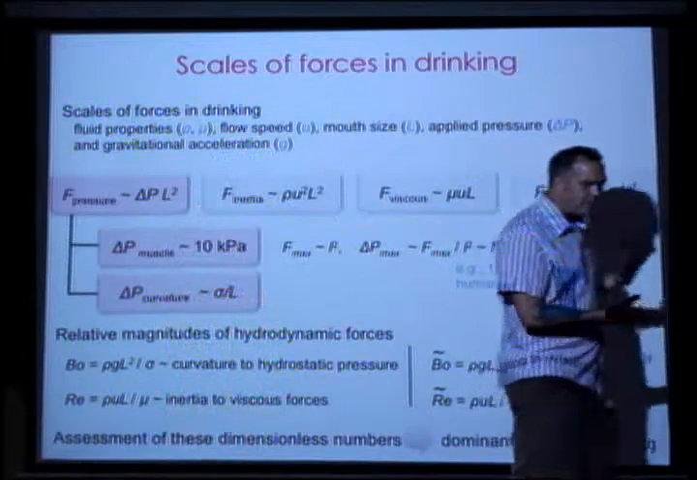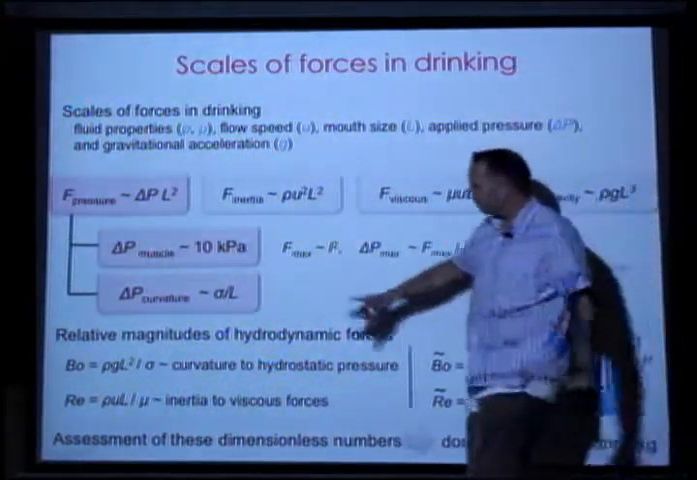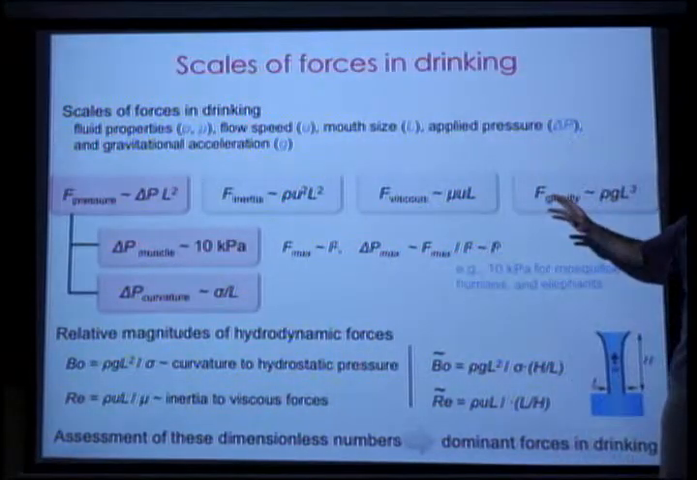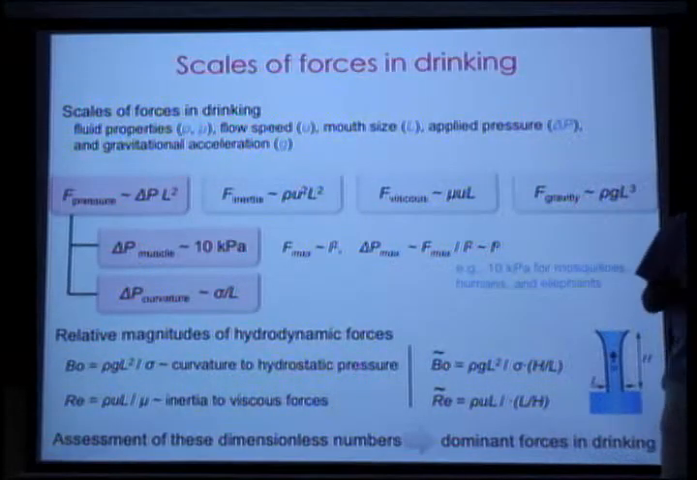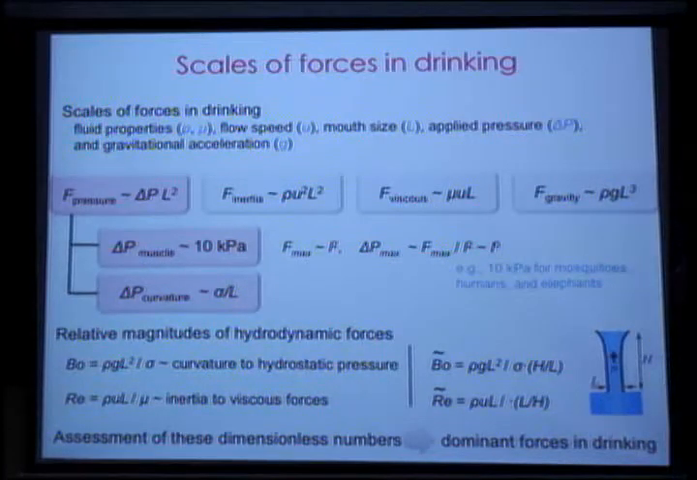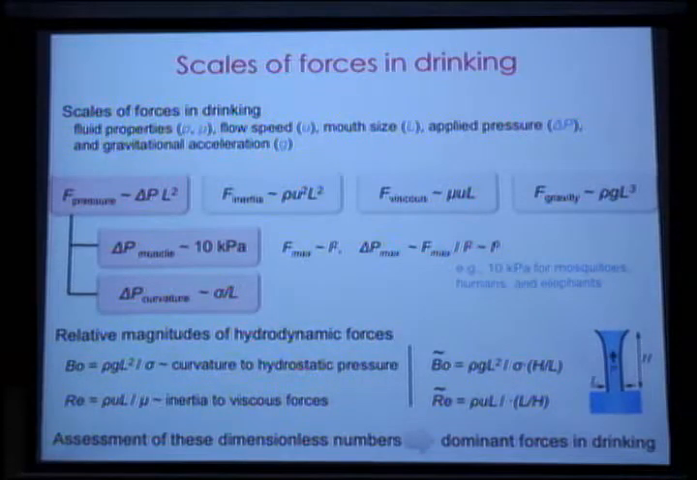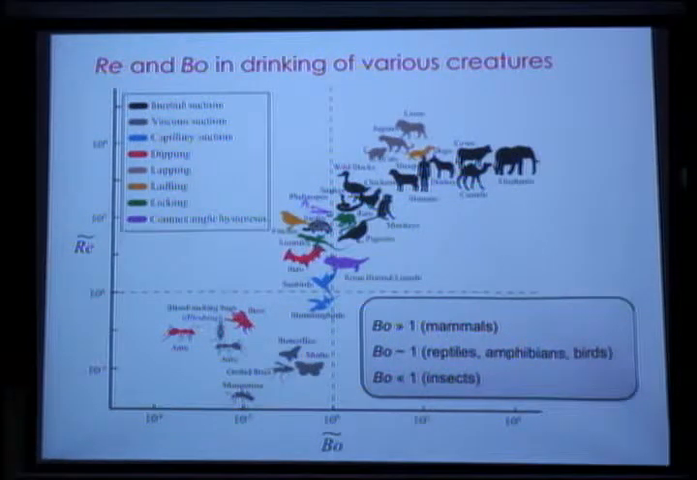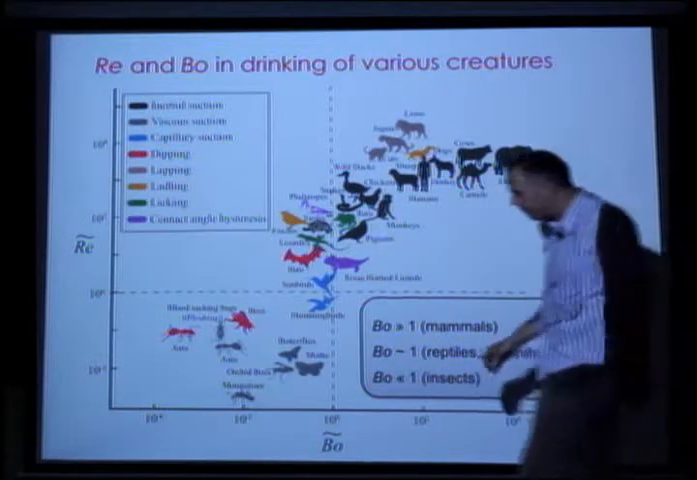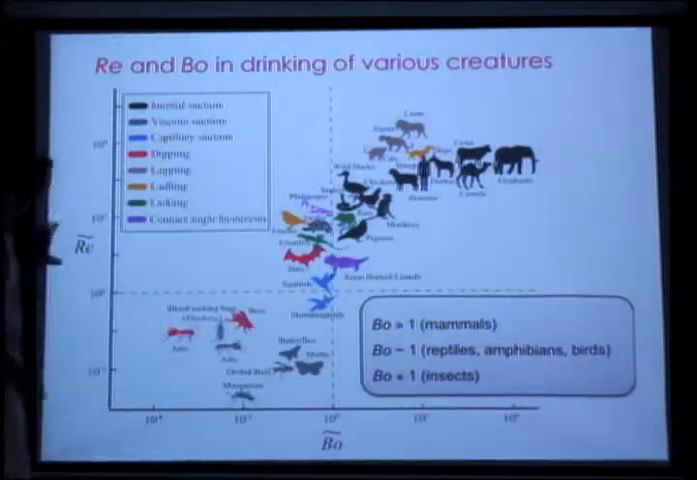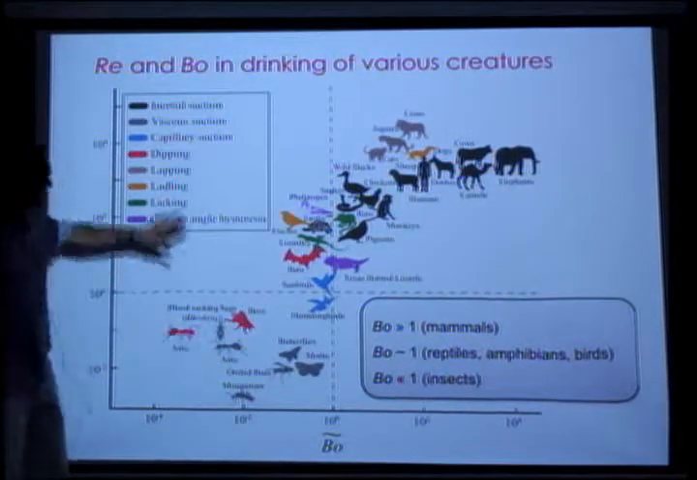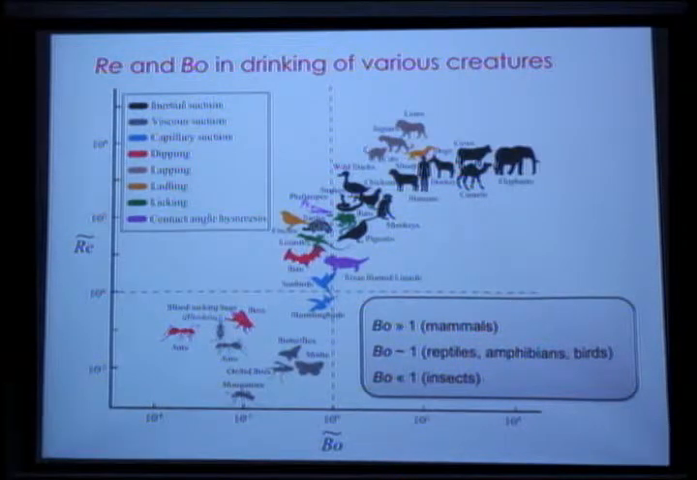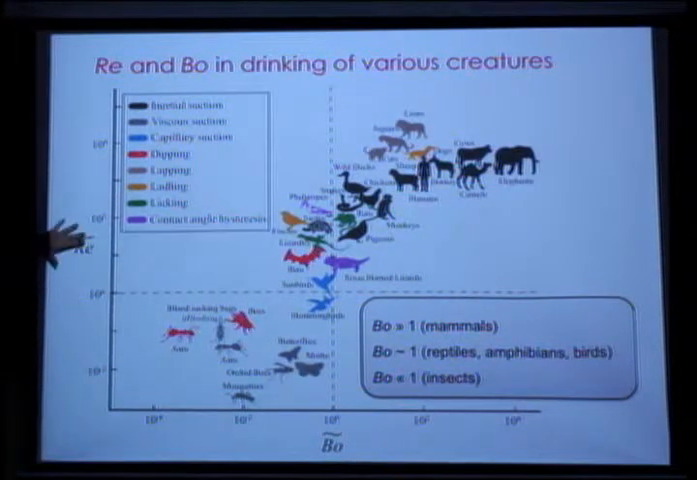Okay. So again, the relative importance of the two driving forces and the three resisting forces is going to depend on the scale of the creature, right? We know very small things rely on surface tension, very large things don't care about surface tension. So here we can plot all of the different creatures for which there is data, as a function of Reynolds number and Bond number, and we can color code according to their drinking style, right?